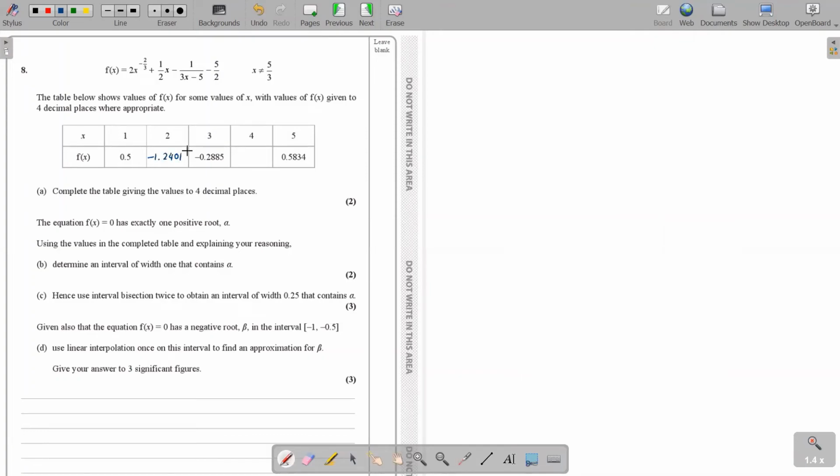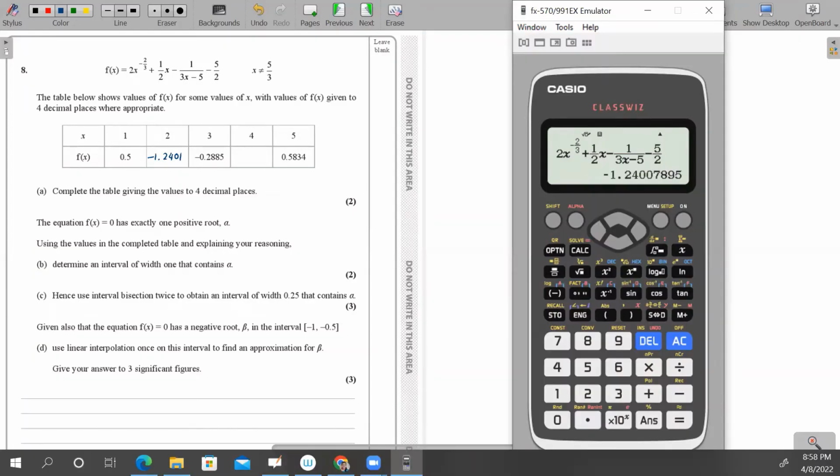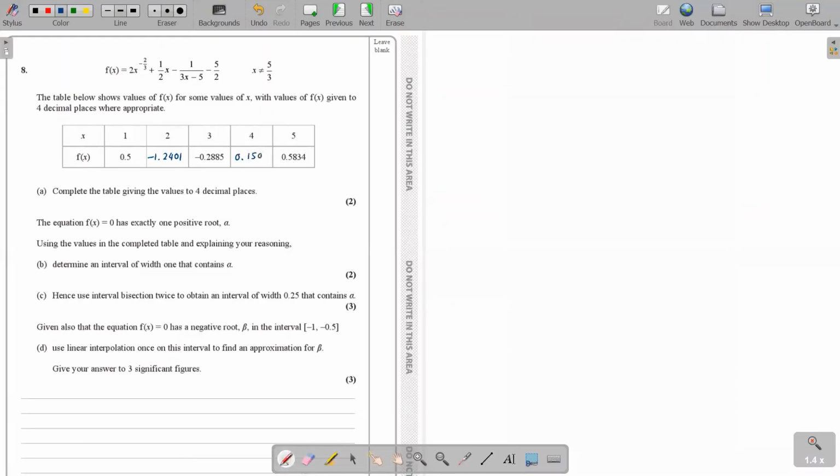Next one. When x equals 3, I don't need to check it, but you can just use the value if you want. Okay, so we can verify that it's correct, right? Minus 0.2885. The next x value we need to fill is when x is 4. So what is the answer, correct to 4 dp? Minus 0.1508. Are you with me? 0.1508 correct to 4 dp. Do you agree with me? Is this clear? Okay, complete the table giving the values to 4 dp.